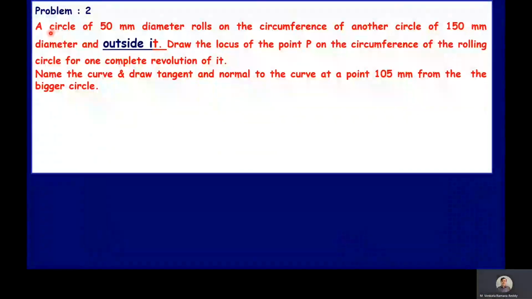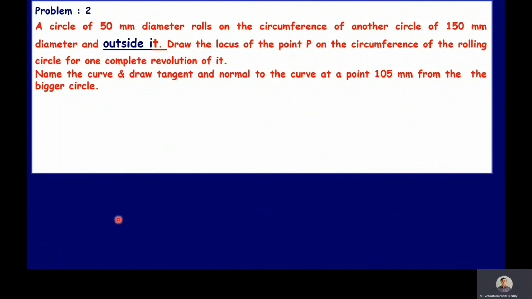Here in the problem, it is mentioned that a circle of 50 mm diameter rolls on the circumference of another circle of 150 mm diameter and outside it. Here, this "outside it" is the keyword. Draw the locus of the point P on the circumference of the rolling circle for one complete revolution of it. Name the curve. So what is the name of the curve?